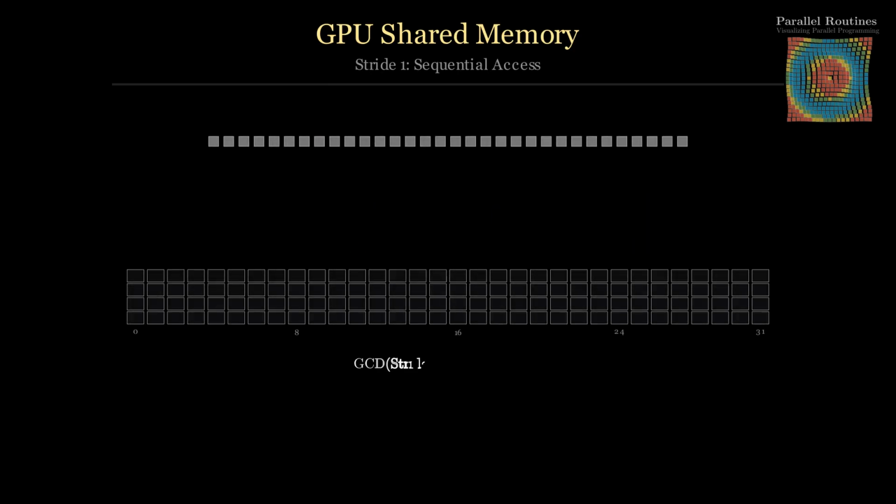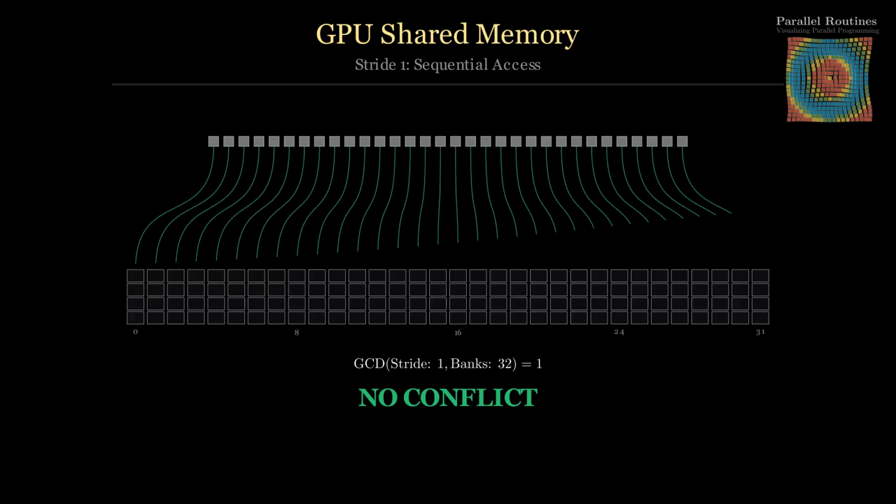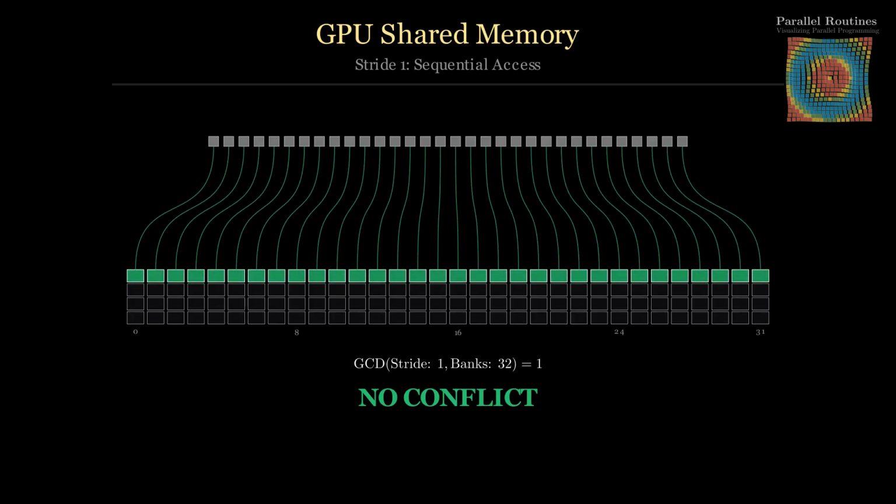Stride 1 represents sequential memory access, the gold standard. Each of the 32 threads accesses consecutive memory locations, mapping perfectly to our 32 banks. Remember, shared memory operates with a granularity of 4 bytes. Each bank handles 32-bit words. The greatest common divisor of 1 and 32 is 1, guaranteeing conflict-free access. This pattern completes in a single memory transaction, achieving peak bandwidth utilization.